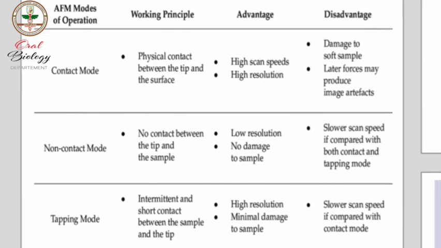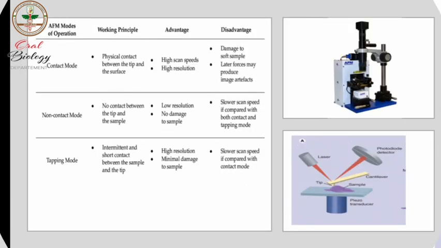While in the case of the non-contact mode, it has a great advantage that it can be used with any type of sample because it doesn't affect them or cause any damage to them, especially soft tissue samples. But it gives a lower resolution image than the contact mode, and it also has a great disadvantage that it's lower in scanning speed compared to the contact or the tapping mode.